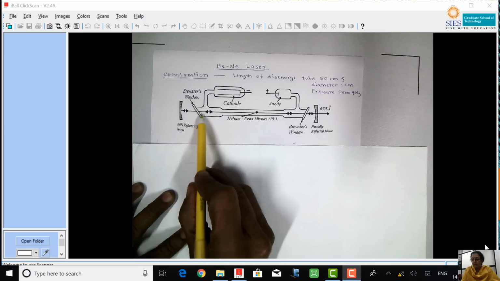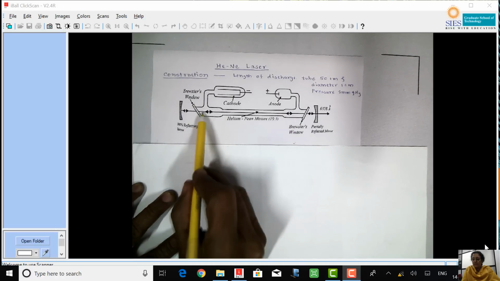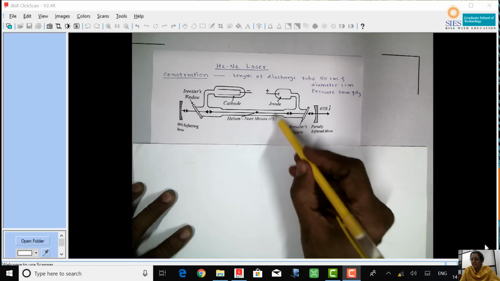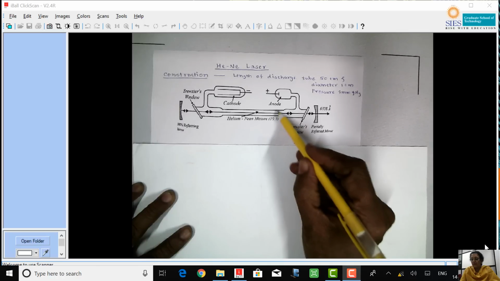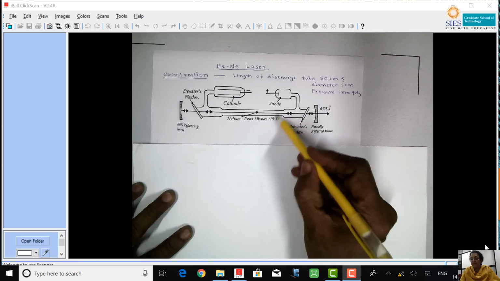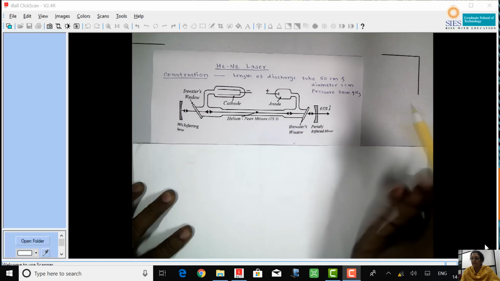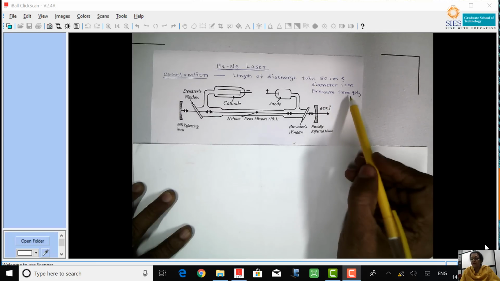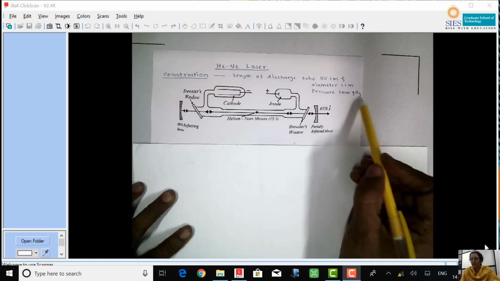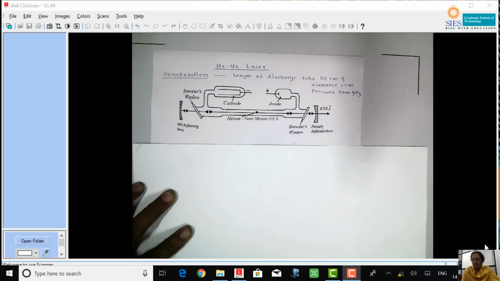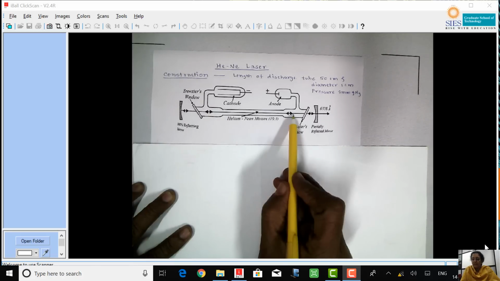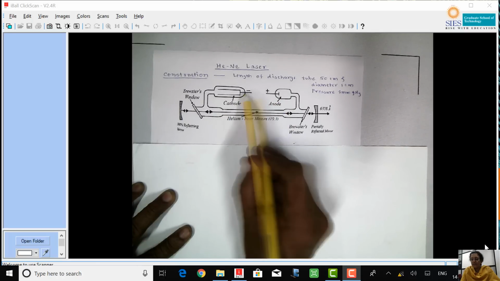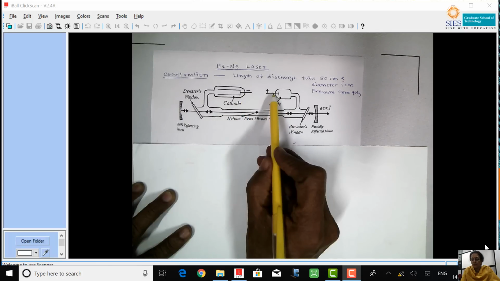Now here we have a glass discharge tube which is 50 centimeter in length and about 1 centimeter in its diameter. The diameter is purposefully made small. I'll explain the reason for this later. And the pressure inside this tube is maintained as 1 millimeter of mercury. This tube is provided with two electrodes, cathode and anode, and high potential difference is applied between the two.